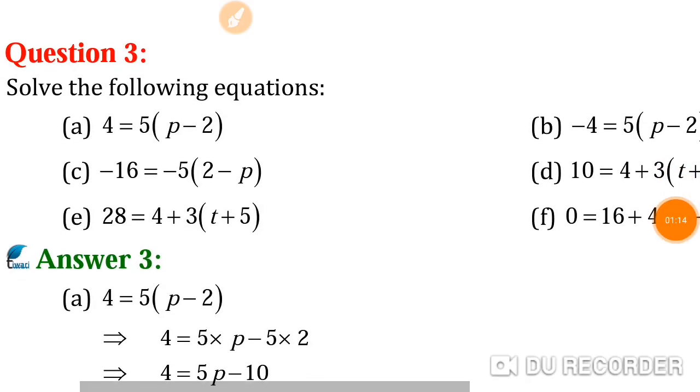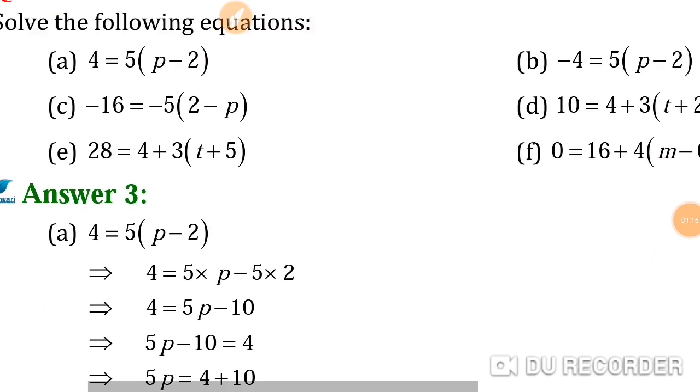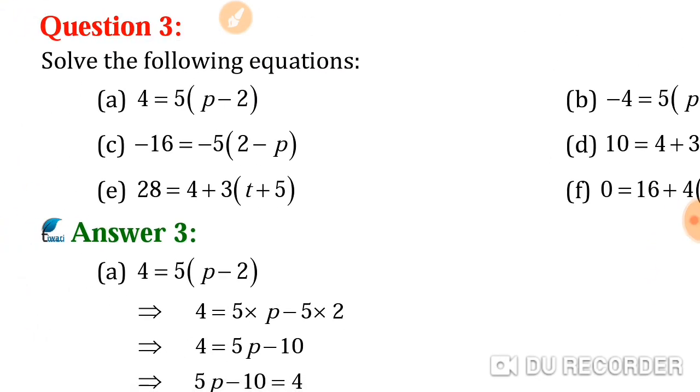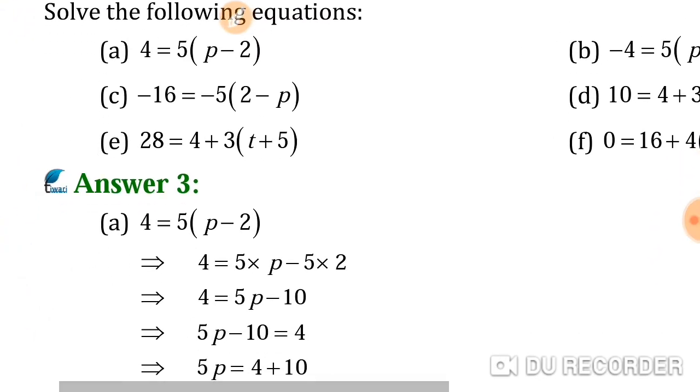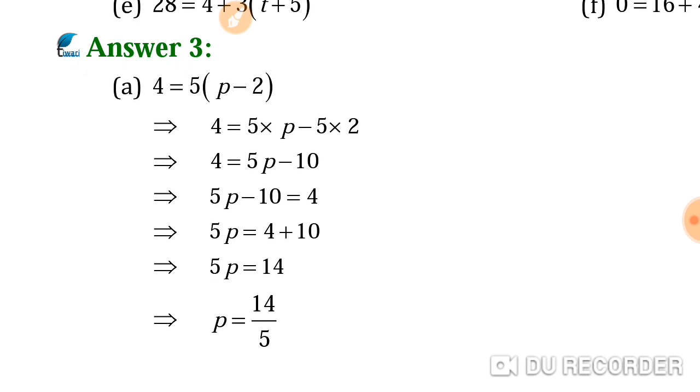So third problem. Solve the following equation. Given equation is 4 is equal to 5 into p minus 2. In the previous examples the variable terms were on the left hand side and the constant was on the right hand side. Here it is only the reverse process. If you want to bring the LHS to RHS, bring the RHS to LHS here. That's all. Both methods are the same here.